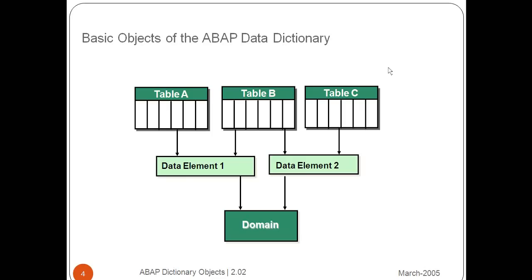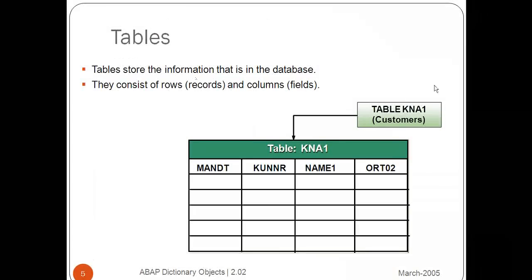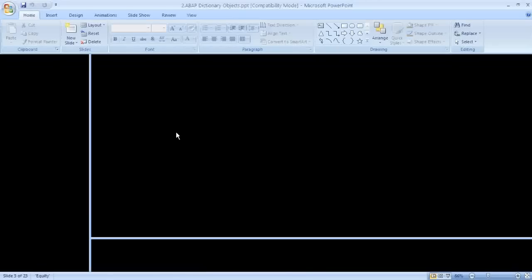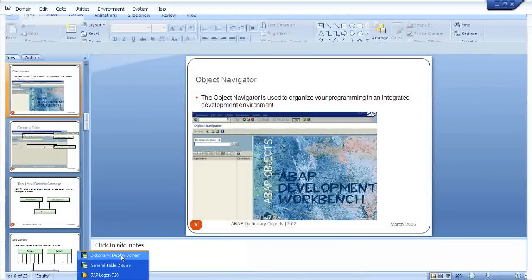Basic objects of the data dictionary: data element, domain. This is the pictorial representation. What could be a table? KNA1 is the customer master table. It could be in a tabular format like this. Then the object navigator, and the ABAP workbench is nothing but the SE80 transaction.